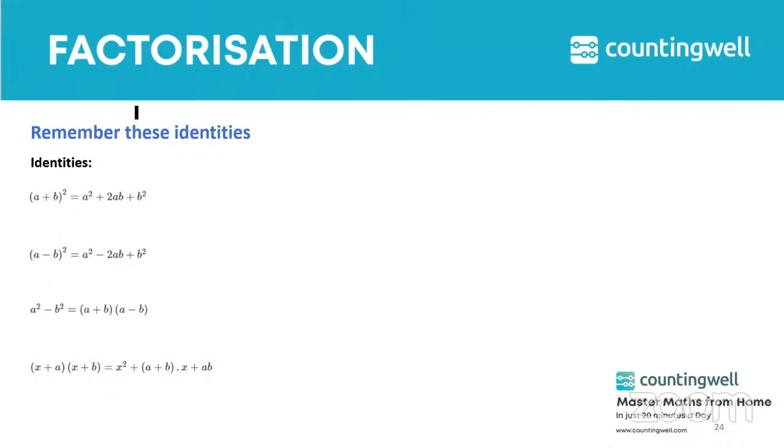Now you have to remember these identities because they will be helpful in factorizing algebraic expressions. What is (a plus b) square? It is nothing but a square plus 2ab plus b square. (a minus b) square is a square minus 2ab plus b square. a square minus b square is (a plus b) into (a minus b). (x plus a) into (x plus b) is nothing but x square plus (a plus b) into x plus ab.